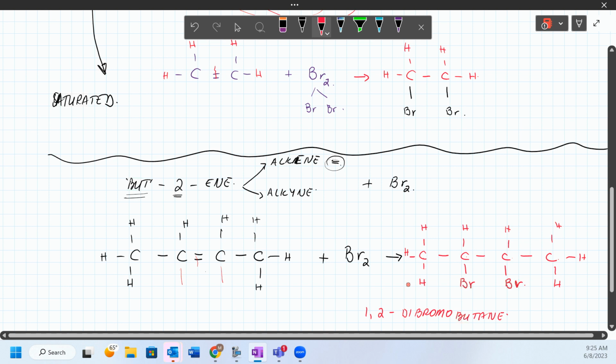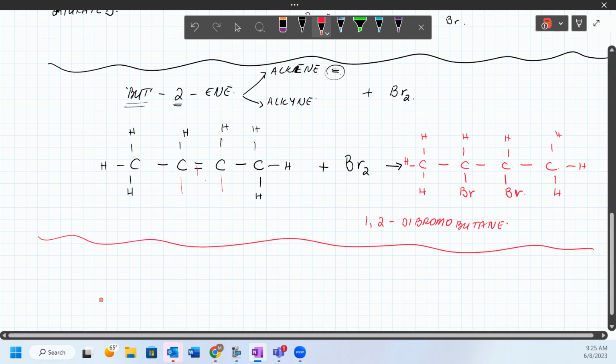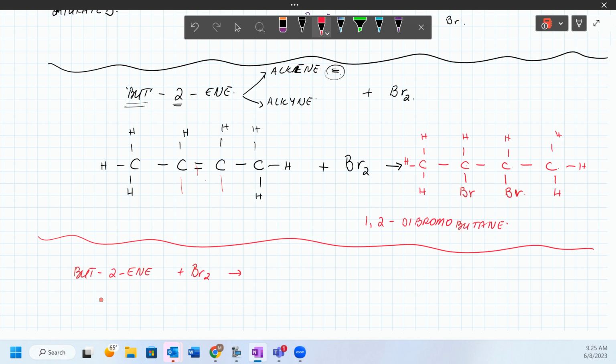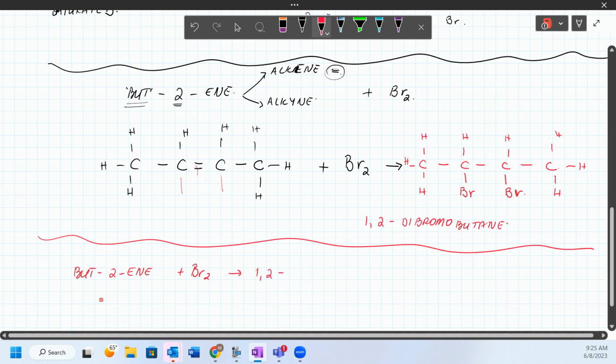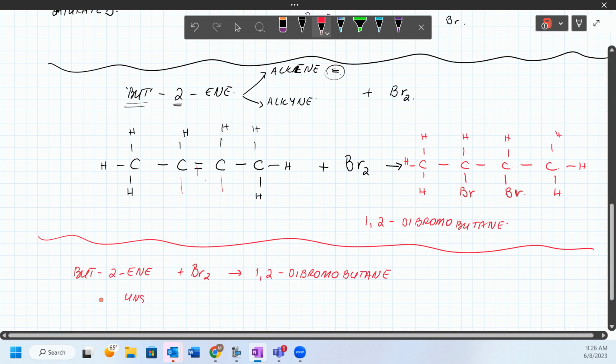So see now, if we are writing it in words, when but-2-ene is reacting with Br2, then the product is 1, 2 dibromobutane, because we have addition. Addition means it's added to 1, 2. From unsaturated into saturated.